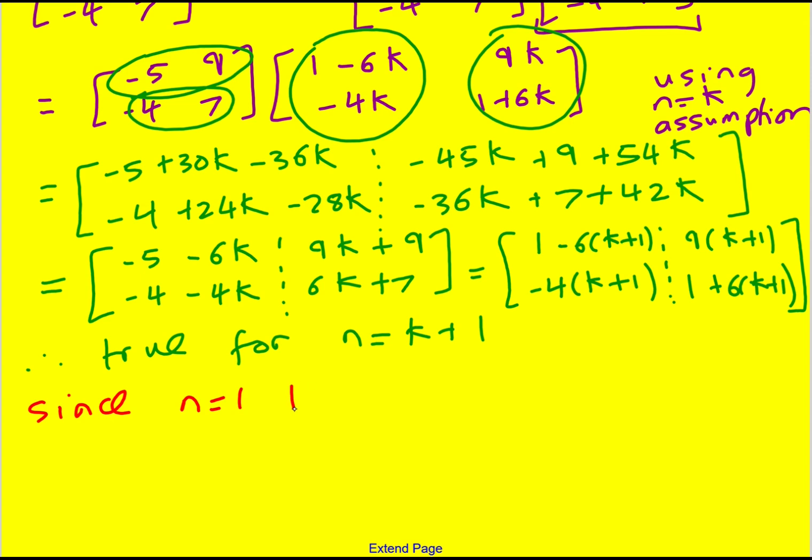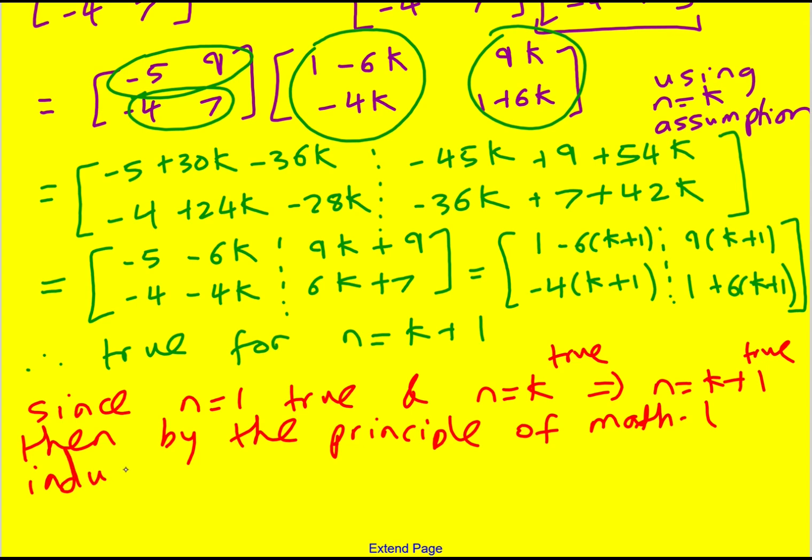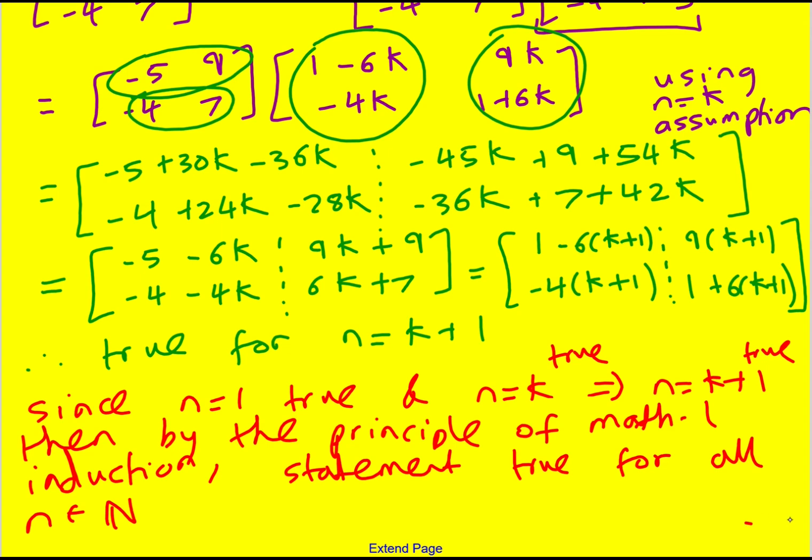Since n equals 1 is true, and n equals k implies n equals k plus 1, then by the principle of mathematical induction, the statement is true for all natural numbers n. Okay, well done.